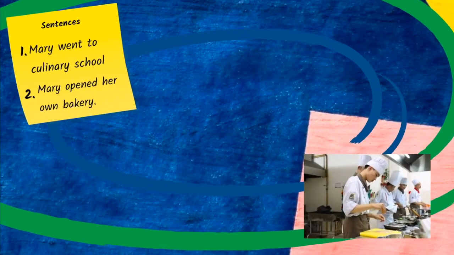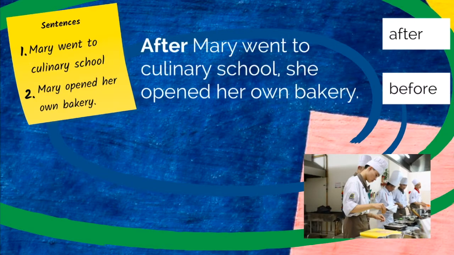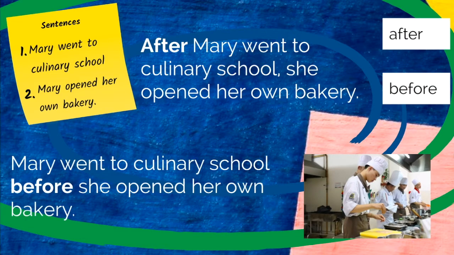Let's look at an example. Here we have two sentences. Mary went to culinary school, and Mary opened her own bakery. Culinary school is cooking school. We can connect these two sentences with a time word. We could use after, or we could use before. So I could say, after Mary went to culinary school, she opened her own bakery. Or, Mary went to culinary school before she opened her own bakery.